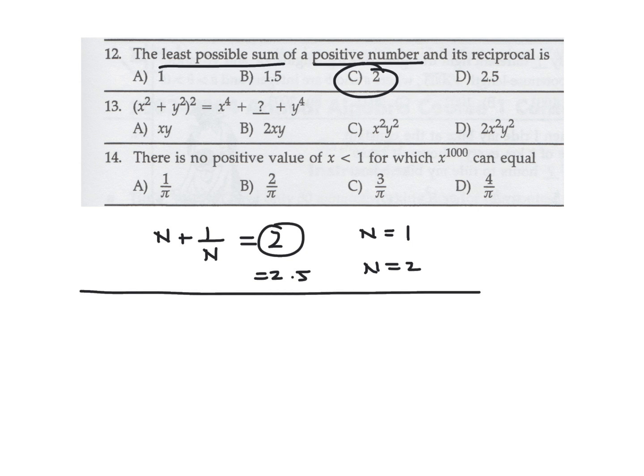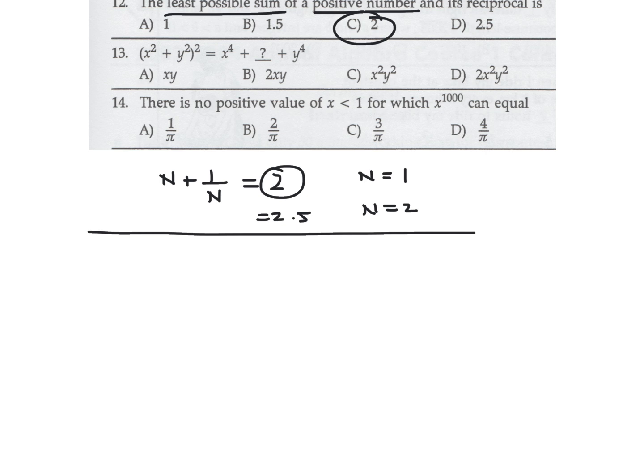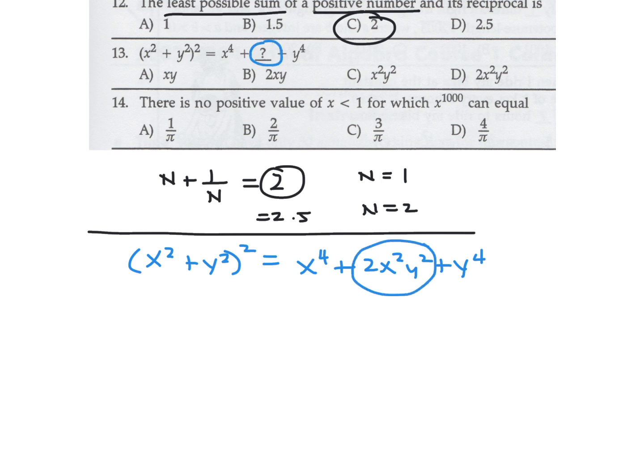All right, next one. X squared plus y squared, all squared, is x to the power 4 plus something plus y to the power 4. Okay, so let's do the expansion. And when we do, we get x to the power 4 plus 2x squared y squared plus y to the power 4. And therefore, that middle guy, it looks to me like this. And that would be, for number 13, D.